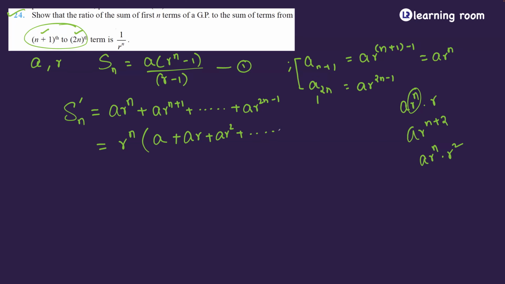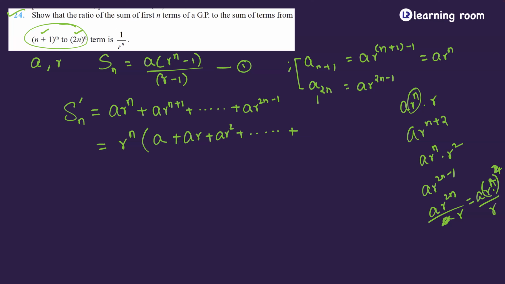So like this, if I keep on writing it, what will this last term be? AR power 2n minus 1 can be written as AR power 2n divided by R. Can I write it like this? Right. Now, what is it that I've taken out common? It is R power n. So what will be left inside? Is it AR? Check and tell.